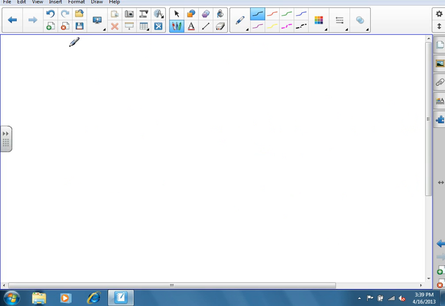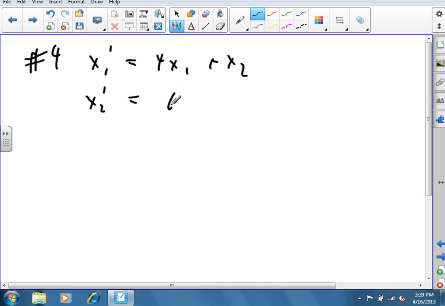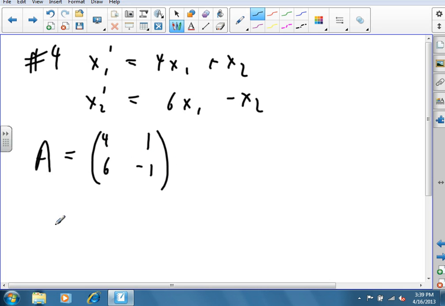All right, number 2. Number 4. x1 prime is 4x1 plus x2, x2 prime is 6x1 minus x2. I find that my A is 4, 1, 6, minus 1. I have to solve for my eigenvalues.